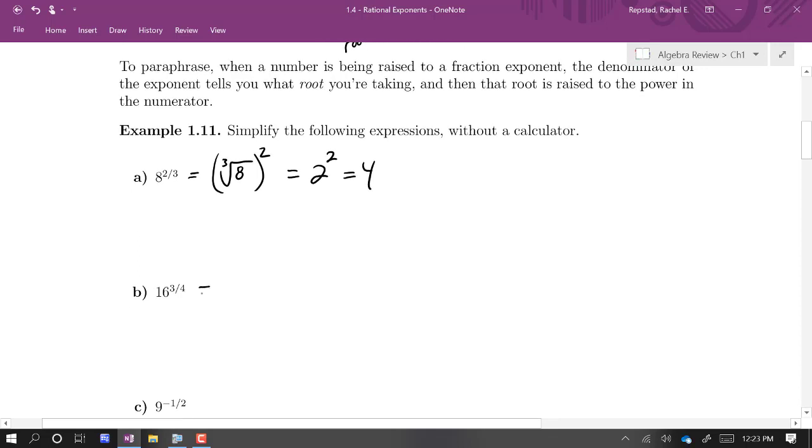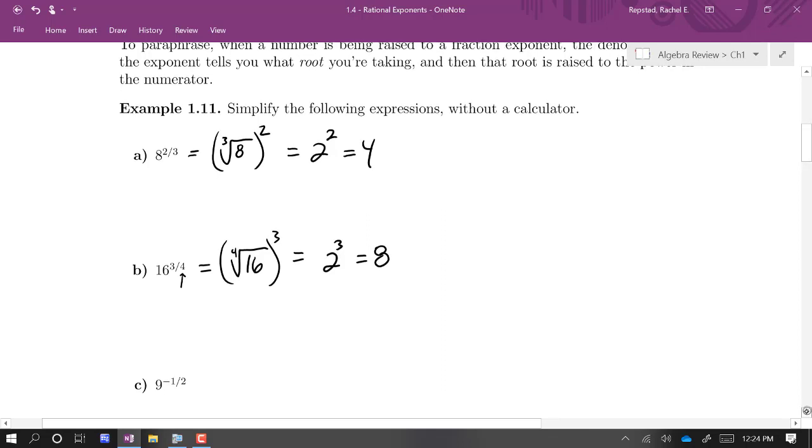16 to the 3/4 power. Okay, so we're taking the 4th root of 16 and raising that to the 3rd power. The 4th root of 16 is 2. 2 cubed is 8. So 16 to the 3/4 power is equal to 8. Again, these are ones you can actually check on your calculator because they are numerical.